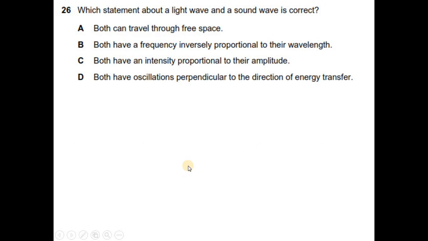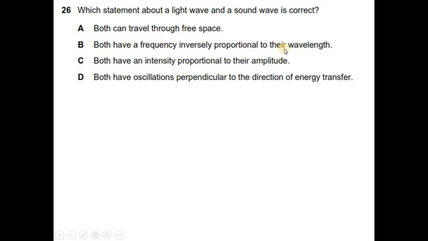Which statement about a light wave and a sound wave is correct? Both can travel through free space. We need to find the option which is correct for both sound and light. So, both can travel through free space? No, it is not correct, because light can travel through free space but sound cannot, because sound waves are mechanical waves. Sound waves need mediums.